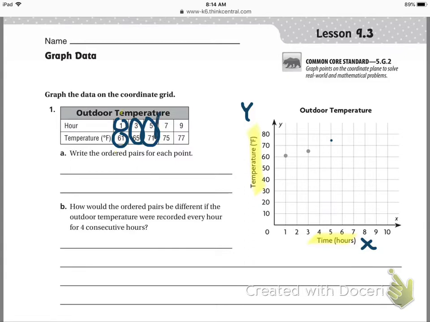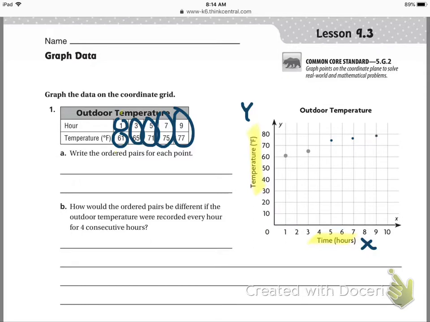All right. Next ordered pair is (7, 75). So I'm going to go over to the 7, up to 75, which should be right in the middle. Whoa, that's a little high, I think. Maybe like there. That might even be a skosh. Like there, maybe? All right, and the last one's (9, 77). So I'll go over to 9, up to 77, which should be pretty close to 80. So I'll put it right there.